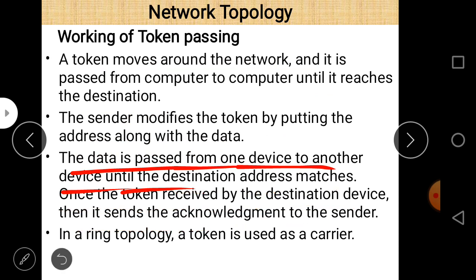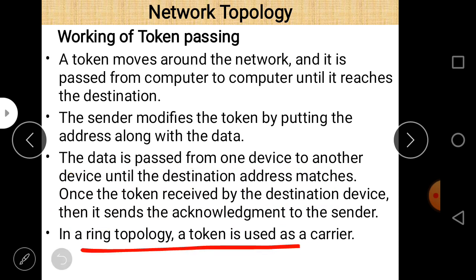In a ring topology, a token is used as a carrier. So basically, the token is a carrier, and the sender sends the data along with the destination address. Until the destination address matches, the token is passed from one device to another, and once the token is received by the destination device, it sends the acknowledgement to the sender.